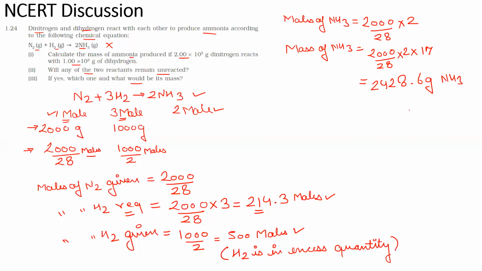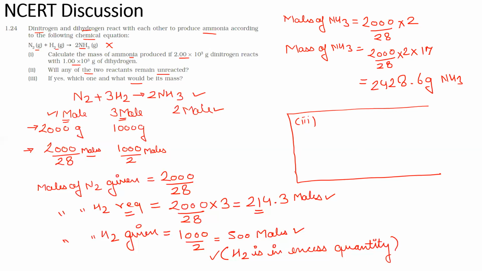Now the second part says, will any of the two reactants remain unreacted? Then yes, H2 was in excess quantity and H2 will remain unreacted. The third part says, if yes, what would be the mass of this? So if we focus on the third part, let us draw a small window over here.